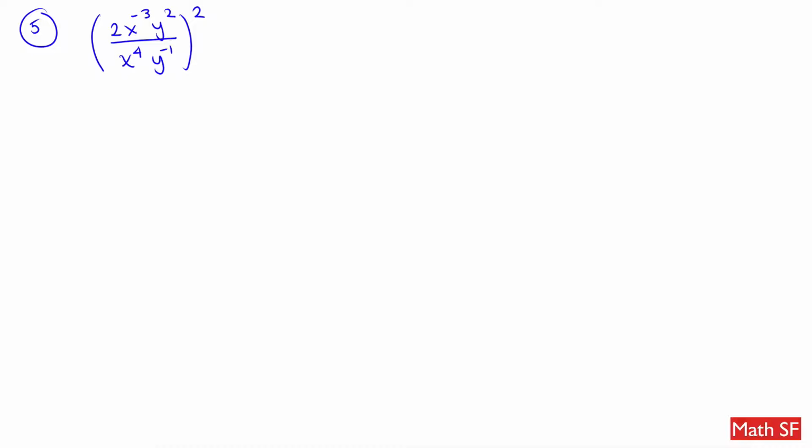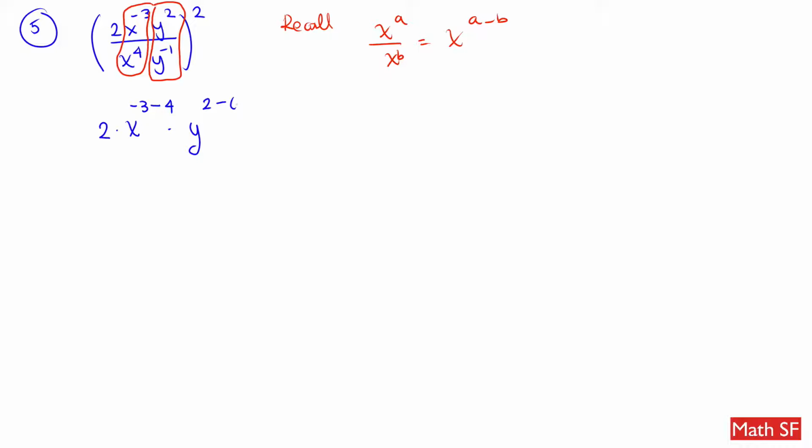So what I'm going to do here is focus on the inside first, and I also want to recall this property of the laws of exponents. If you have x to the a over x to the b, that implies it's x to the a minus b. So I'm just going to focus on this part here, the top and the bottom, and the top and the bottom. So I'm going to have the 2 by itself there, times x to the negative 3 minus 4. That's the first one, right? And also on top as well, y to the 2 minus negative 1. So that's what happens after you reduce the first one.